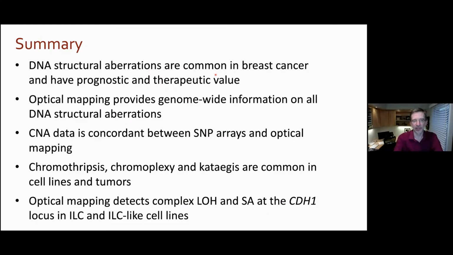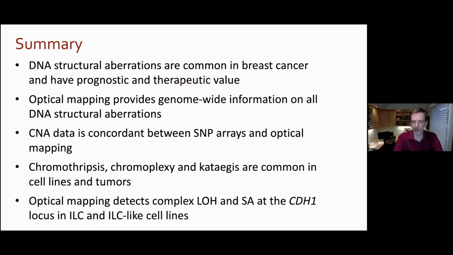So to summarize, these DNA structural aberrations are common in breast cancer, and they have prognostic and therapeutic value. Optical mapping provides genome-wide information on all DNA structural aberrations in a single assay. The copy number aberration data is concordant between SNP arrays and optical mapping, telling you that it's measuring essentially the same thing.